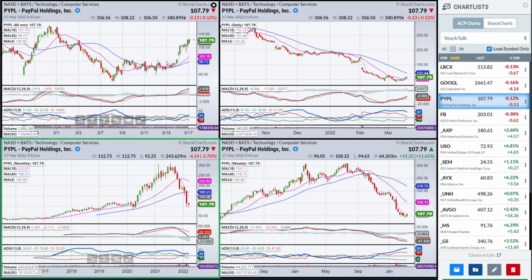PayPal has now gotten very extended away from the monthly line. You see this 18-month line? Look at how far away we are from that. Look at how far we got away from the 18-week line. Look at how stretched we're getting on a MACD basis. Look at how the ADX has gotten up to 65. I mean, that's actually pretty overbought from that standpoint.